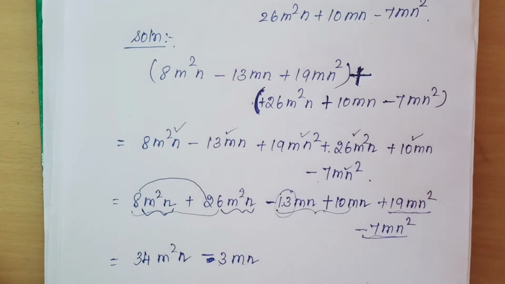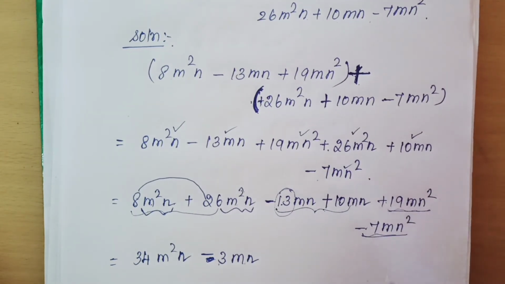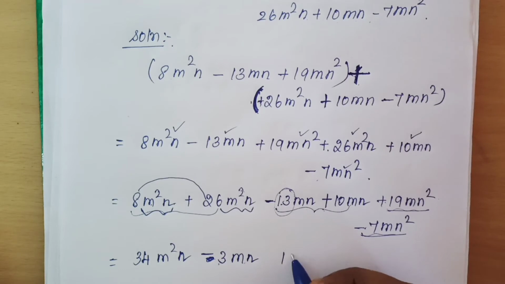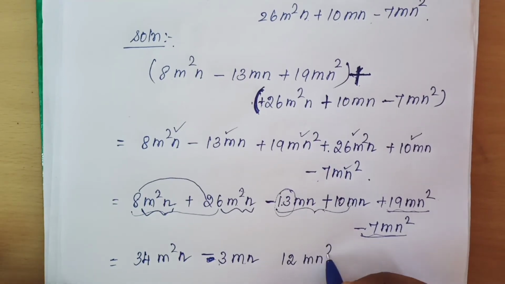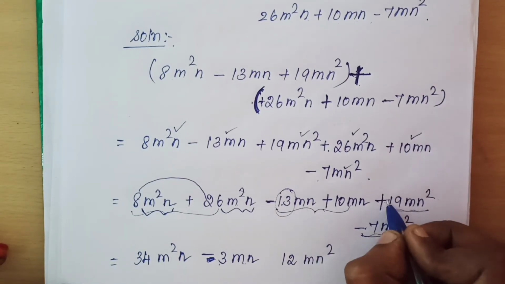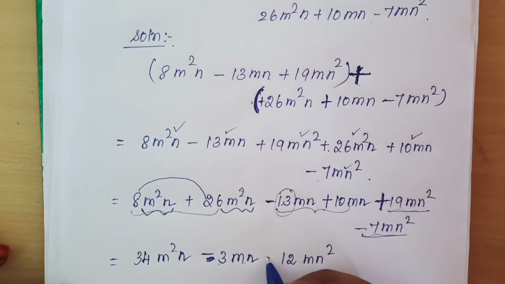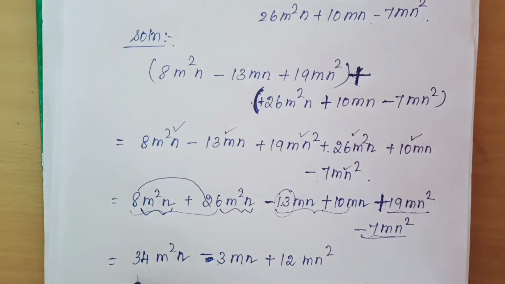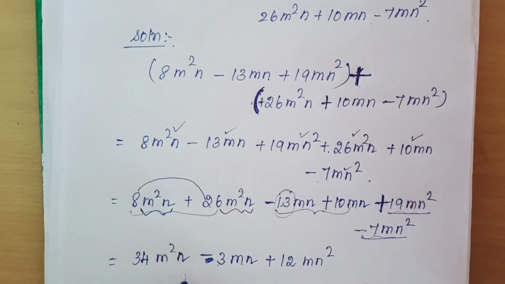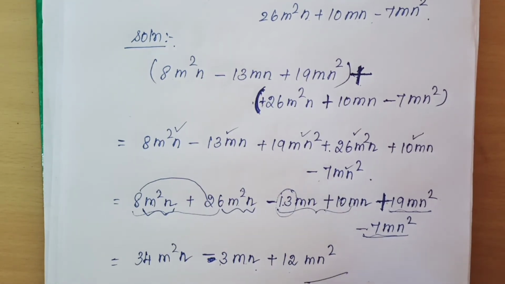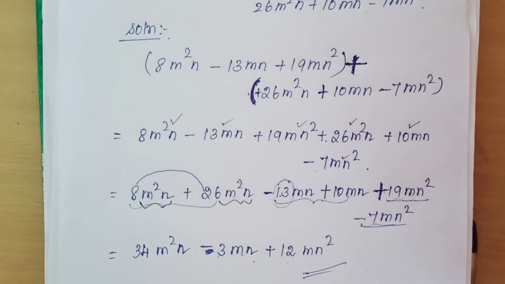Then tell me this condition. Different signs means you want to subtract the numbers. That is subtraction. 19 minus 7 is 12 m square. Then which sign do you have to allot? The greater number's sign. The greater number will be plus. Okay. So therefore 34m square n minus 3mn plus 12m square is your answer.